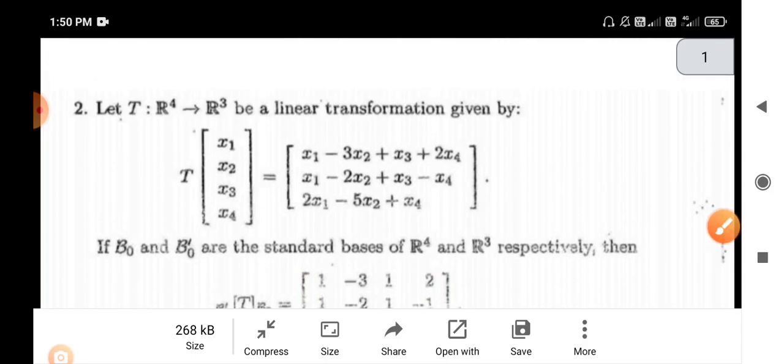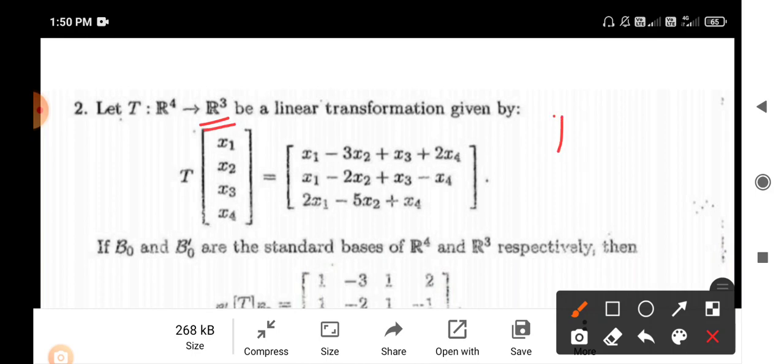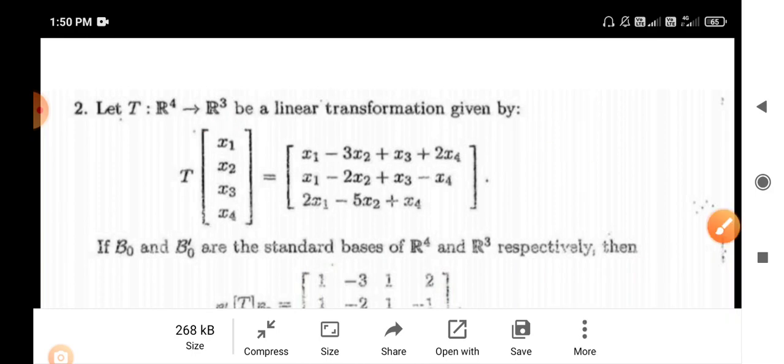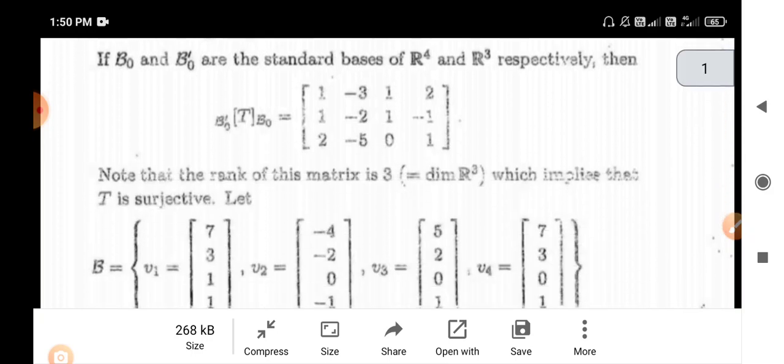What is the codomain? The codomain is R3. The dimension of R3 is 3. Therefore the rank of the matrix is the same as the dimension of R3, so the linear transformation T is a surjective, that is, onto linear transformation. Okay, so T is surjective.